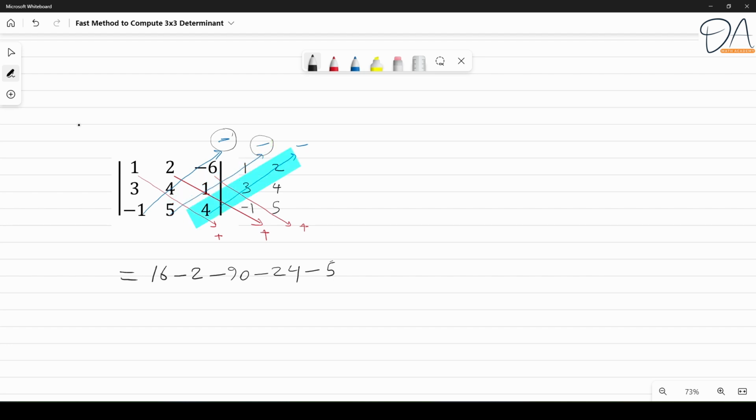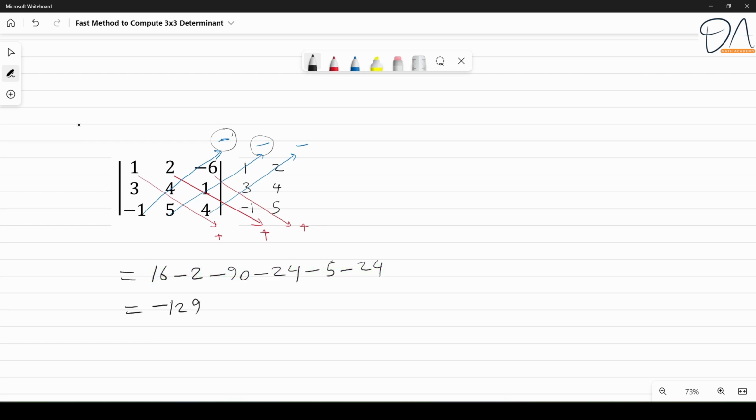And then the third negative diagonal, 4 times 3 times 2, this gives us 24. And again, we need to add a minus sign, so it will become minus 24. Now we simply add all of these. You will get minus 129, and that's the value of the determinant.